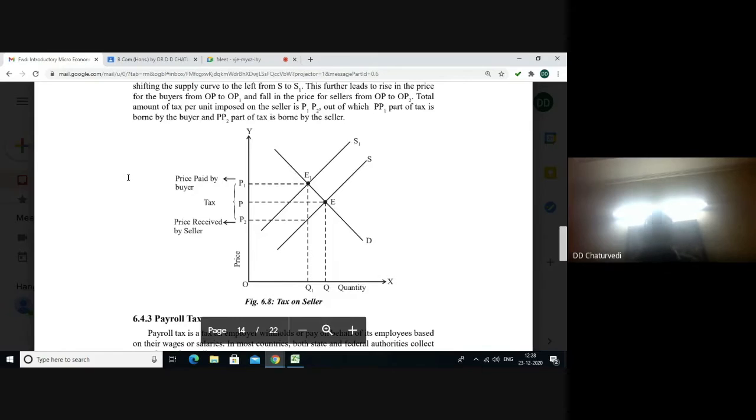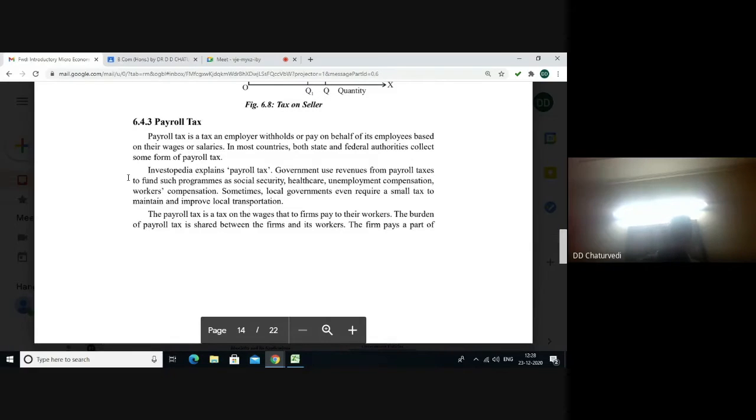And when this tax per unit is multiplied by the equilibrium new quantity OQ1, we shall be getting the total tax revenue of the government, which is given by the shaded area, not done in this diagram. It is P1, P2, the tax per unit, multiplied by OQ1. There is a special type of tax that is imposed in many developed countries of the world.